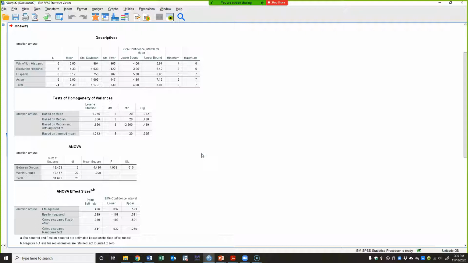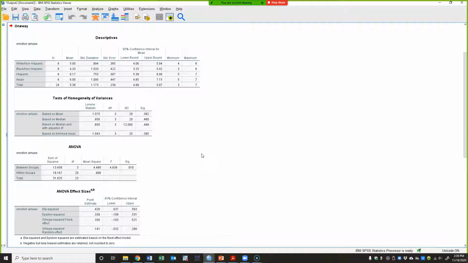Do I have a very powerful test here? Robert, you're shaking your head no. Why? Well, I'm looking at the significance value, and we don't have many people in the sample. Okay, there we go, right?